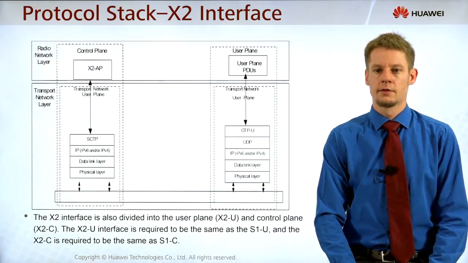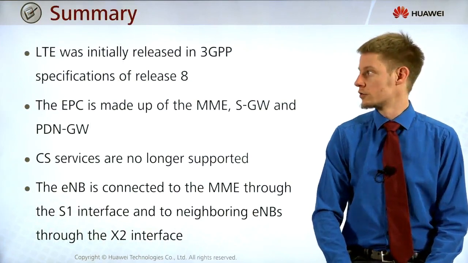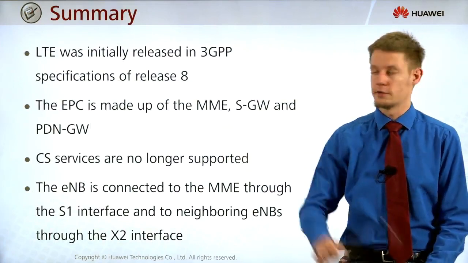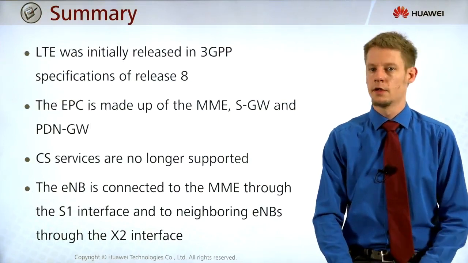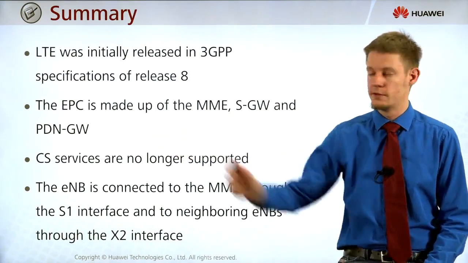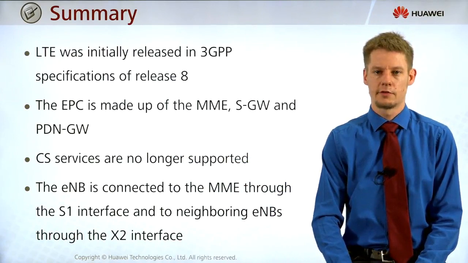In the end, we have a small summary. So what did we learn in this first chapter? You should remember that LTE was initially released by the 3GPP in their so-called release 8. That our EPC, so the Evolved Packet Core, is made up by 3 different network elements, the MME, the Serving Gateway, and the Packet Data Network Gateway.